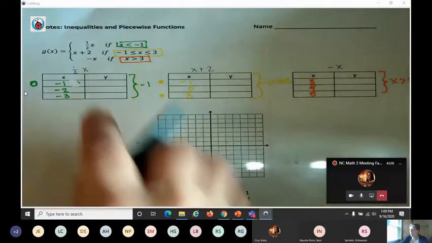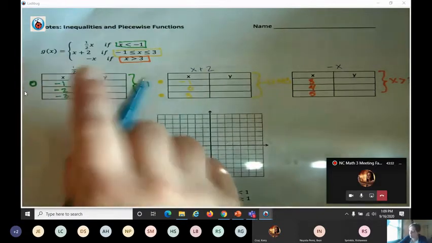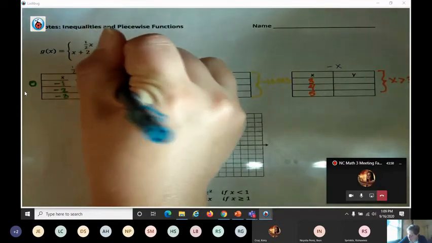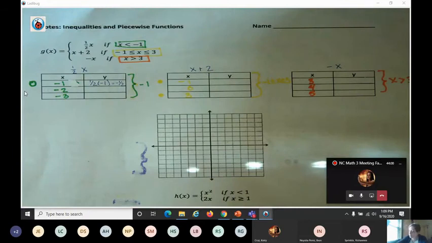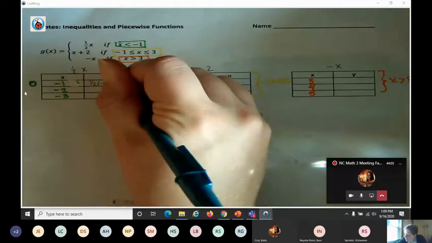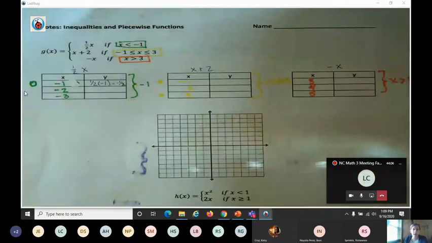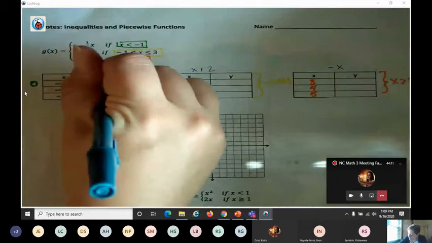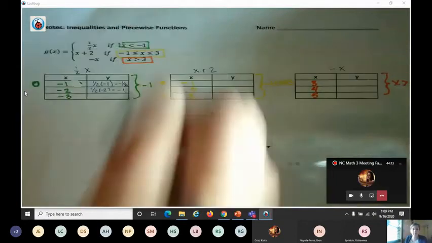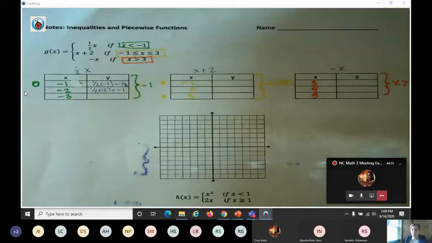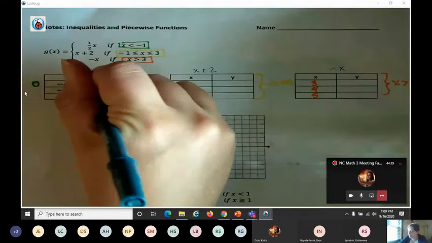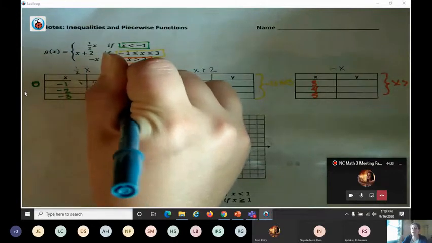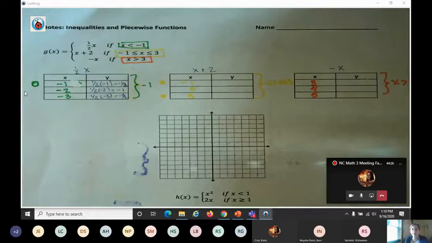So at -1, we're filling that into this function right here. So I'm going to have 1/2 times -1, which should give me -1/2. With -2, I'm going to have 1/2 times -2, which should give me -1. Then I'll have 1/2 times -3, which gives me -3/2, or -1.5 would be fine as well.